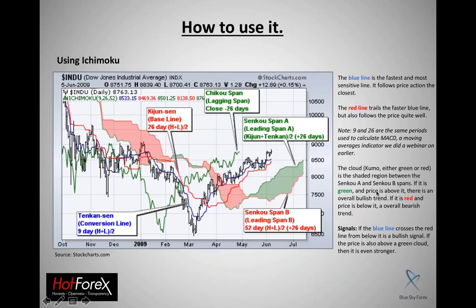Iota is asking, what will you say is the use of the lagging line? None. I don't see any use of it. Any further questions?